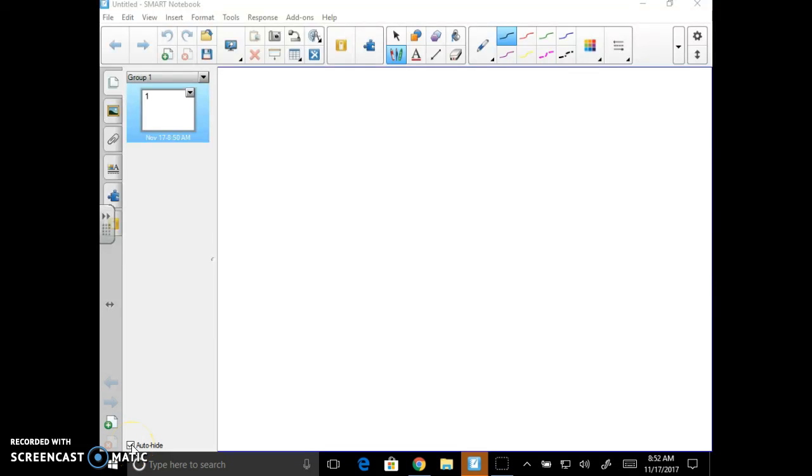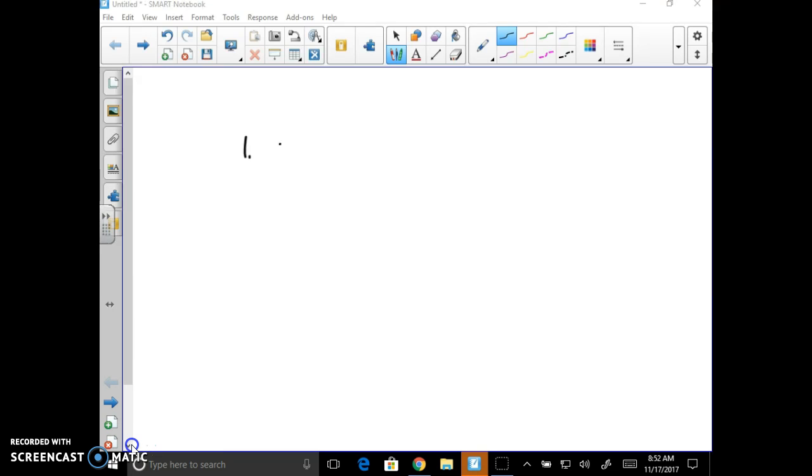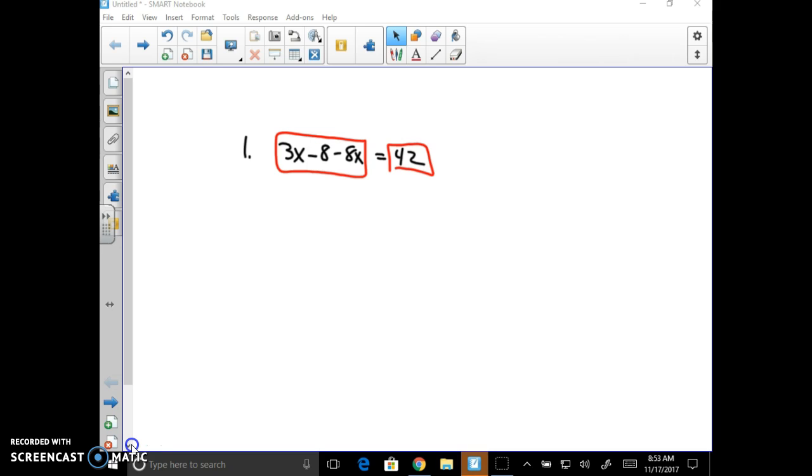Okay, I'm going to go over your homework questions. It is up to you to do the check, so I'm just going to show you the steps. So problem number 1 is 3x minus 8 minus 8x equals 42. Remember, use your boxes. And you combine like terms within the box. So 3x minus 8x is negative 5x.